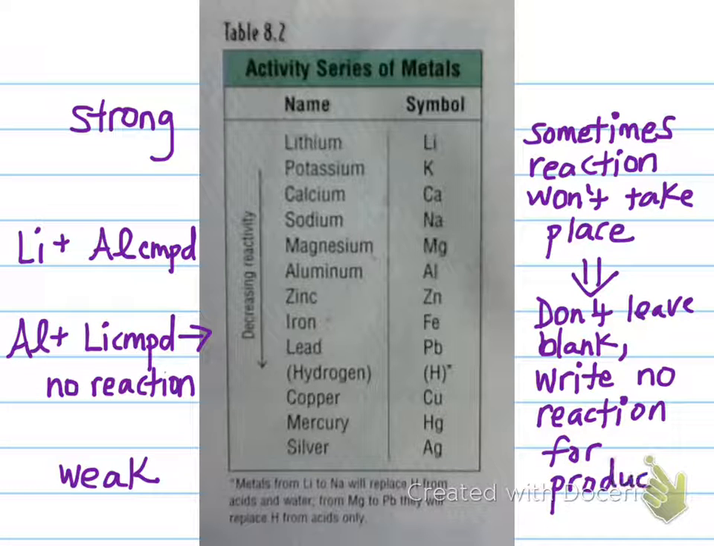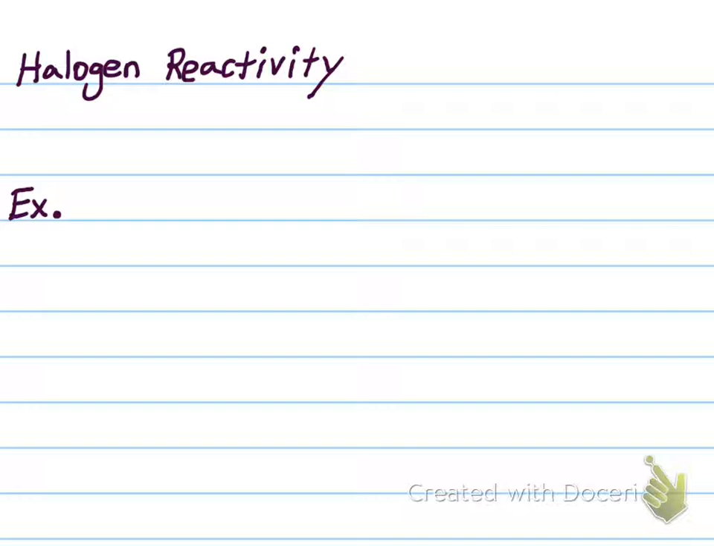So you still need to have your reactants written in chemical symbols, but instead of writing the products like the formulas for them, you would write no reaction because the reaction doesn't take place. So there aren't really any products. Now, this is when your element is a metal. Sometimes your element is a nonmetal, in which case we're talking typically about the halogen reactivity. Remember, the halogens are group 17 or 7A. Okay, so those are the halogens.